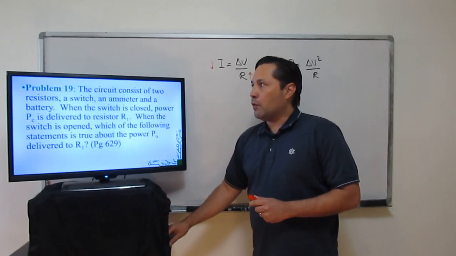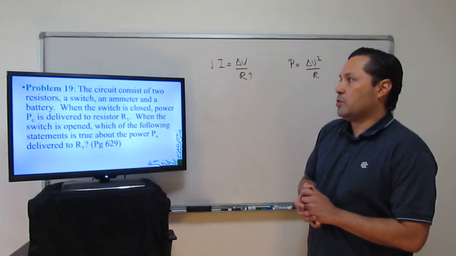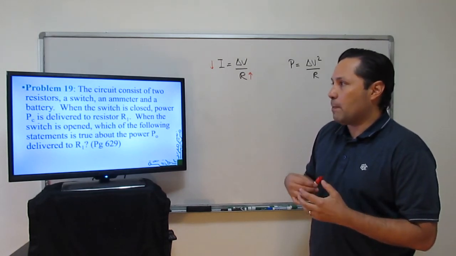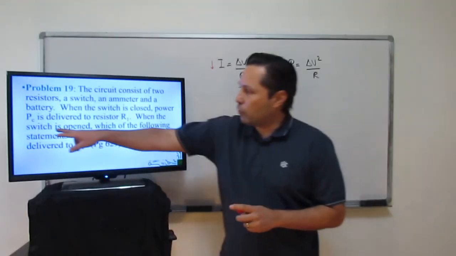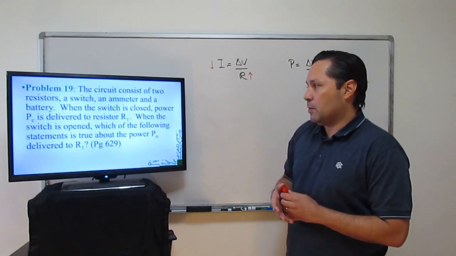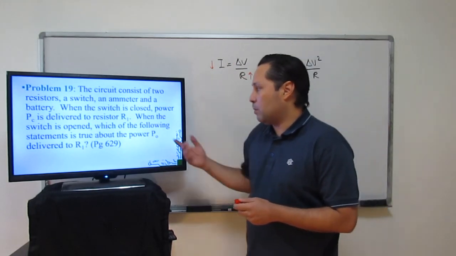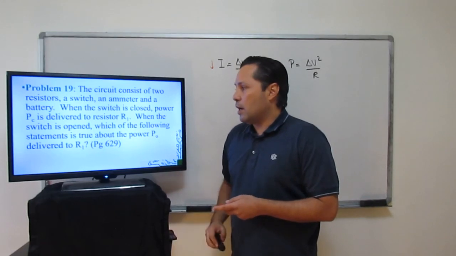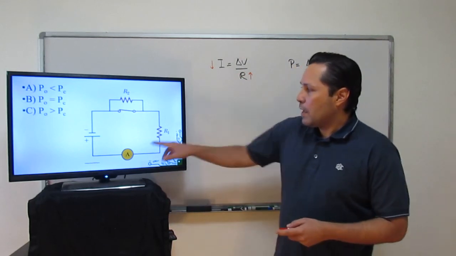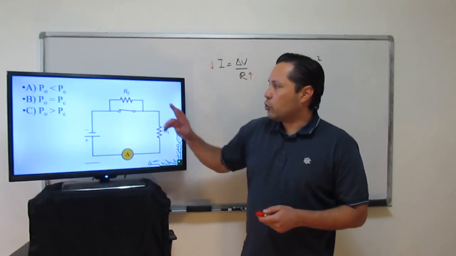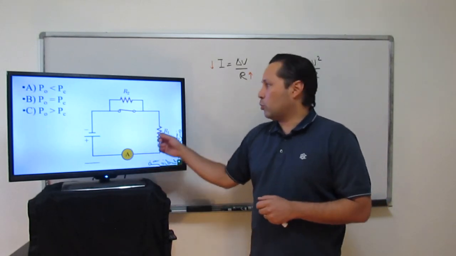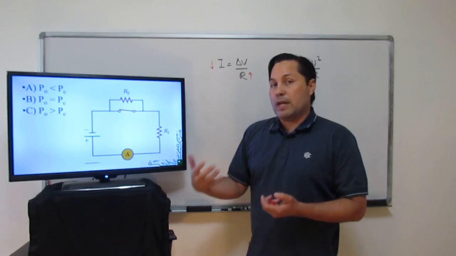Now, in problem 19, they ask you, the circuit consists of two resistors, a switch, an ammeter, and a battery. When the switch is closed, the power, P_C, C for closed, is delivered to resistor 1. Which of the following statements is true about P_O, the power delivered to R1 when the switch is open? Here's our diagram, very much the same one. Let's talk about power. What happens to the power once you open it? Once it's open, the current has to go through both resistors.